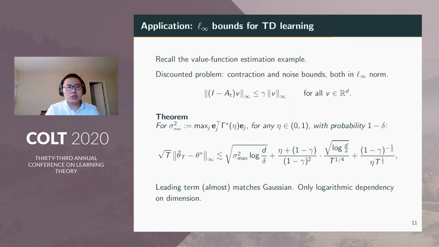As an application of our general result, we consider the TD learning example we just discussed before. In the discounted problem, both the contraction bound and the noise bound are in the infinity norm. So we need to do some slight modification on the arguments. But following essentially the same line of argument, we can show the following non-asymptotic guarantees. It's worth noticing that the leading term in this infinity norm bound almost matches the behavior of the Gaussian limit. Moreover, the additional terms only have logarithmic dependency on the dimension. So the entire bound also has logarithmic dependency on the dimension.